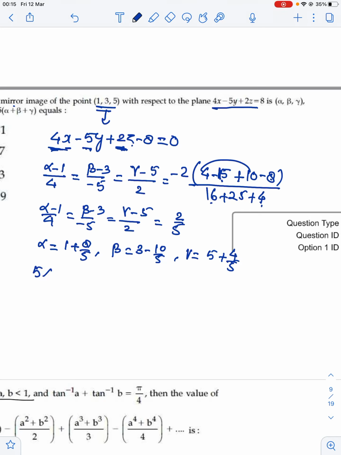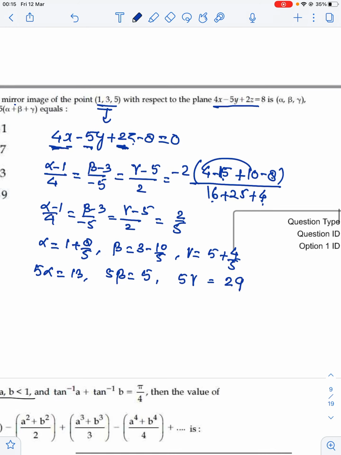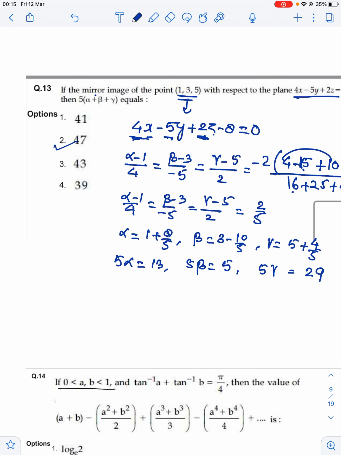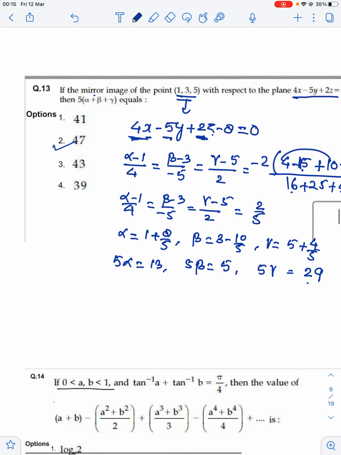So if I calculate directly, 5 alpha is 13, 5 beta is 15 minus 10, 5, and 5 gamma is 25 plus 4, 29, and they need 5 alpha plus 5 beta plus 5 gamma. So we can add 29 and 5, 34, and 13, 47. That is the second option.